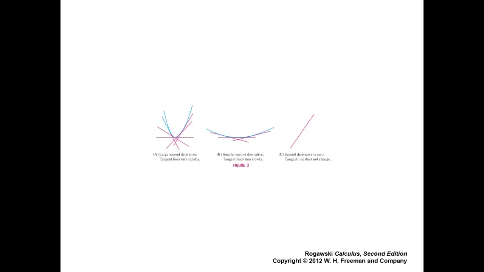Now, number 3. Which type of polynomial satisfies this? F triple prime of x is equal to 0 for all x. Which type of polynomial satisfies that? Basically, almost just answered it. The third derivative is 0.